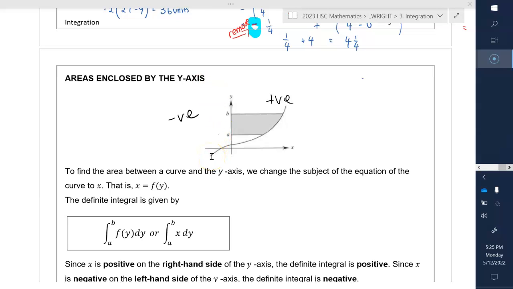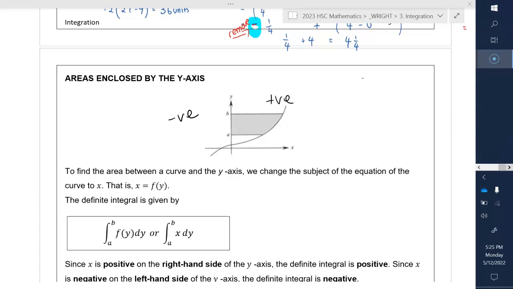Our function is here, and we're given two values of y. Here we've got y equals a and y equals b, and we've got the y-axis. We're looking for the area that's shaded in our graph. You're going to need to draw your curves and put in your upper and lower limits of y and figure out what we need to do.